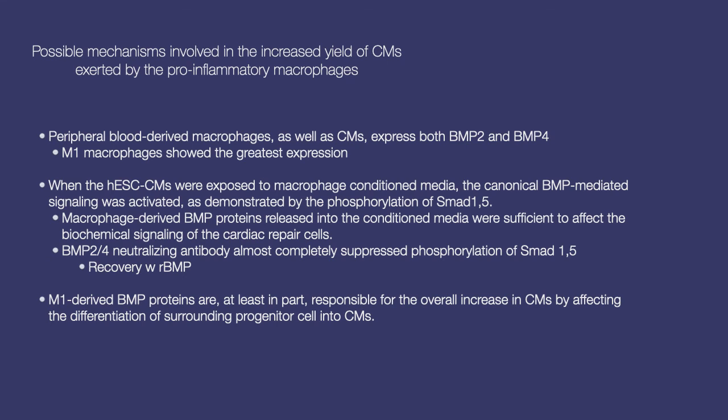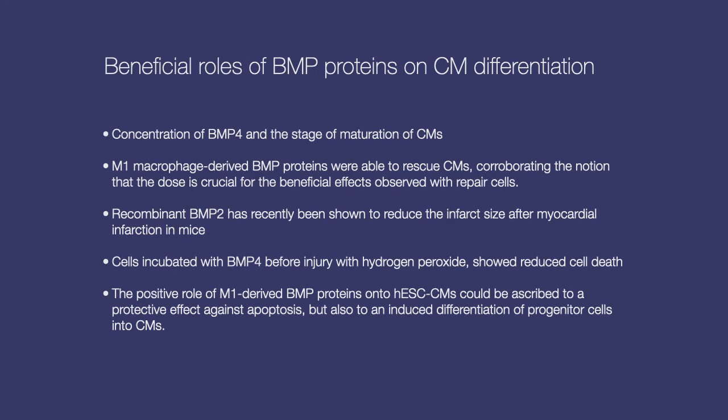Being that M1 macrophages had the highest expression of BMP molecules, they are believed to be, at least in part, responsible for the overall increase in cardiomyocytes by affecting the differentiation of surrounding progenitor cells. So the beneficial roles of BMP proteins on cardiomyocyte differentiation is that you can look at the concentration of BMP4 to determine the stage of maturation of cardiomyocytes. Also, M1 macrophage-derived BMP proteins were able to rescue cardiomyocytes, corroborating the notion that the dose is crucial for the beneficial effect observed with repair cells.